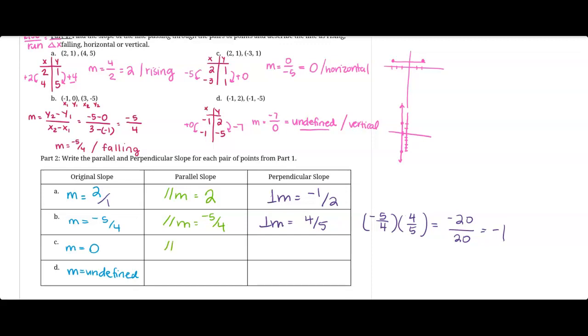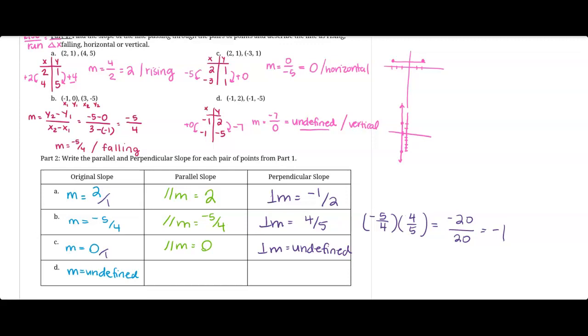Looking at C, my parallel slope will be the same, so it'll be 0. But then my perpendicular slope, how do I flip 0? So if we think about it, this is 0 over 1. So when I flip it, it'll be 1 over 0. We can't divide by 0, and we know that when 0 is on the bottom, then it is undefined. You can also think about the fact that something that has a 0 slope is a horizontal line. The line that'll be perpendicular to that would be a vertical line, which is undefined.